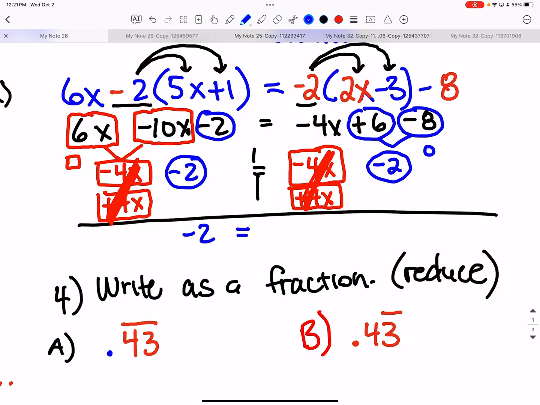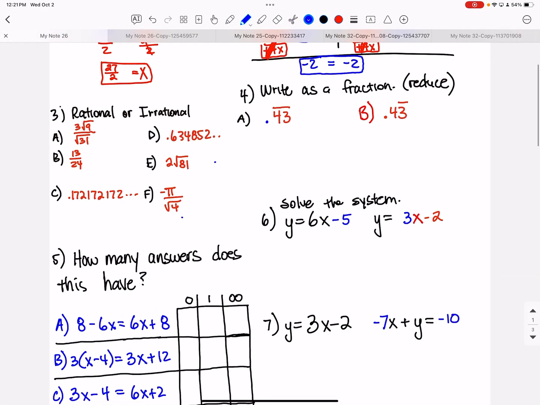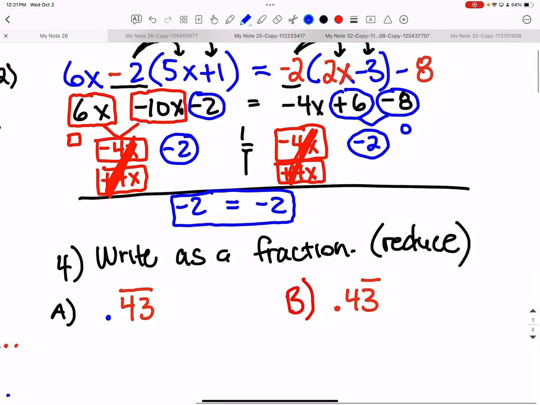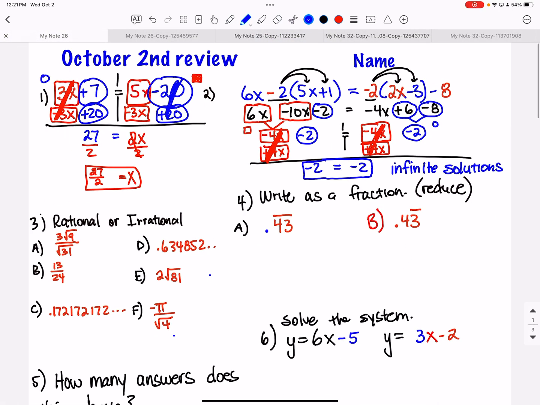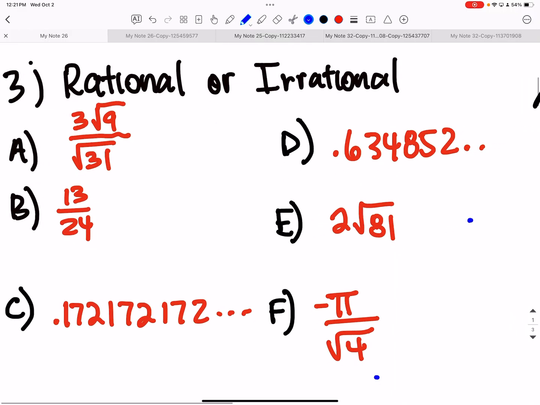I have negative 2 equals negative 2. When the letters accidentally go away on both sides and you're left with negative 2 equals negative 2, that's what these problems are about. That is true. That is always true. So this is infinite solutions. Pretty much every number works in there. So that's what happens when the x's go away. So already, this is a weird assignment. I've given you a bunch of weird problems today.